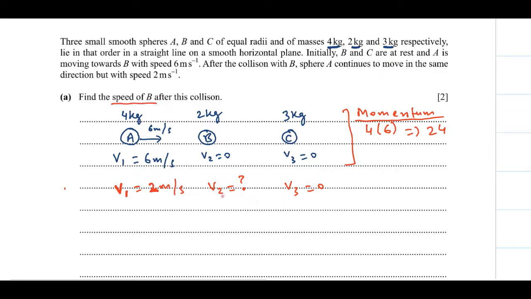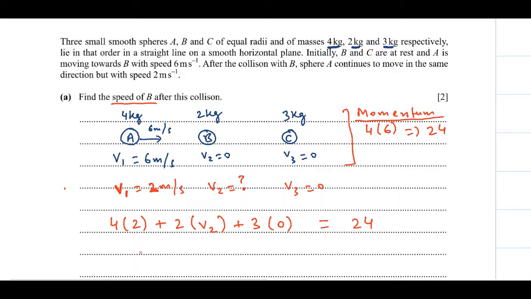Like this. Now after the collision, remember the total momentum is going to remain the same, so we can use the conservation of momentum thing. We'll say the mass of the first object, that is 4, multiplied with the velocity of the first object, that is 2, plus the mass of the second object, that is 2, multiplied with the velocity of the second object, that is v2. We don't know what that is. That's what we have to find out. And this is going to be 0 in any case, so let's just write it down for clarity. 3 multiplied with 0, all of this has to equal 24.